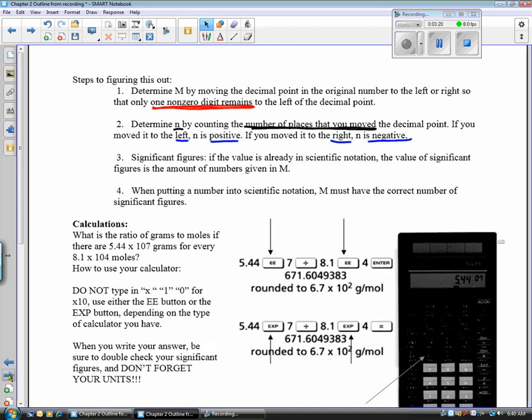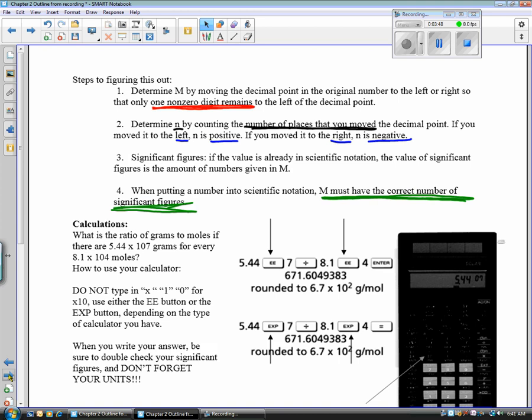So significant figures, if the value is already in scientific notation, the number of significant figures is the amount of numbers in m. So the only digits you see are significant figures. You're going to read it the same way you do any number that has a decimal point when you're counting significant figures. You just ignore the times 10 stuff. Okay? When you're putting any number in scientific notation, m must have the correct number of significant figures. Okay? Only sig figs are included, nothing else. No placeholder zeros in this.